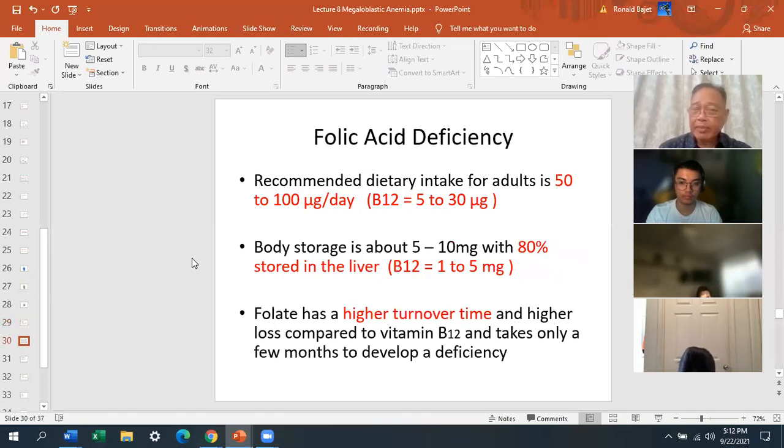Recommended dietary intake for folic acid is 50 to 100, but for B12, the recommended dietary intake is only 5 to 30 micrograms. And the storage of folic acid is 5 to 10 milligrams. The storage for vitamin B12 is 1 to 5 milligrams. Folate has a higher turnover and higher loss compared to vitamin B12. So because you're turning it over, that's why you have a higher recommendation for dietary intake. You turn it over faster, and it only takes a few months to develop deficiency. Whereas remember, in B12, it's hard to become vitamin B12 deficient.